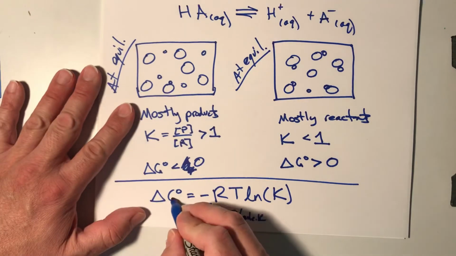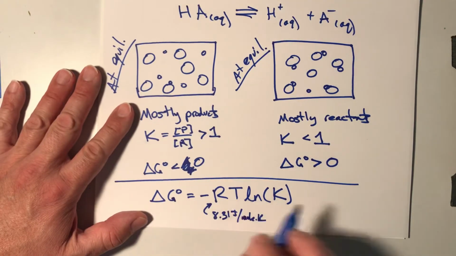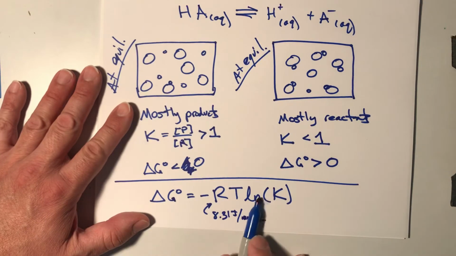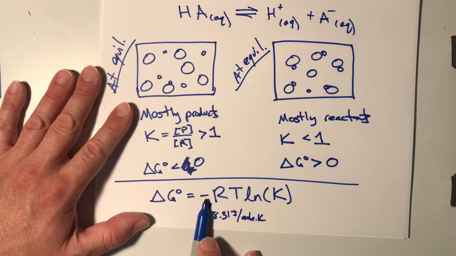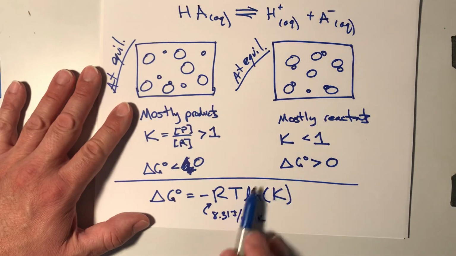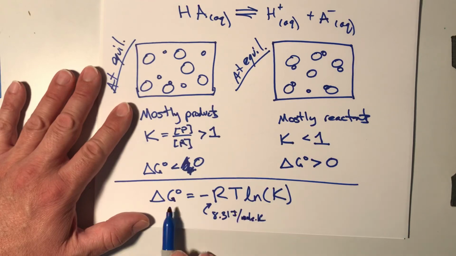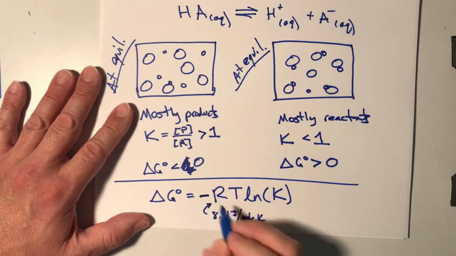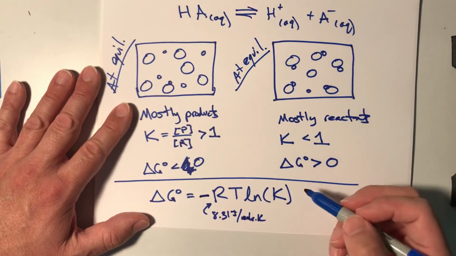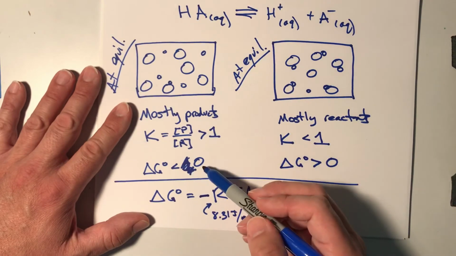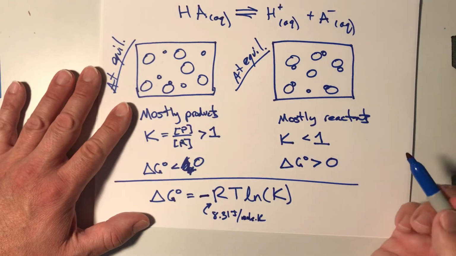Anytime you have one of these values, you're able to calculate the other. What you'll find is that if K is greater than 1, the ln will be positive, and the delta G naught will come out negative because of the negative sign out in front. If instead you plug in a K value less than 1, the ln of a value less than 1 is negative, and two negatives give a positive delta G. So the negative sign out in front is what makes these two agree with each other: a K greater than 1 corresponds to a negative delta G, and a K less than 1 corresponds to a positive delta G.